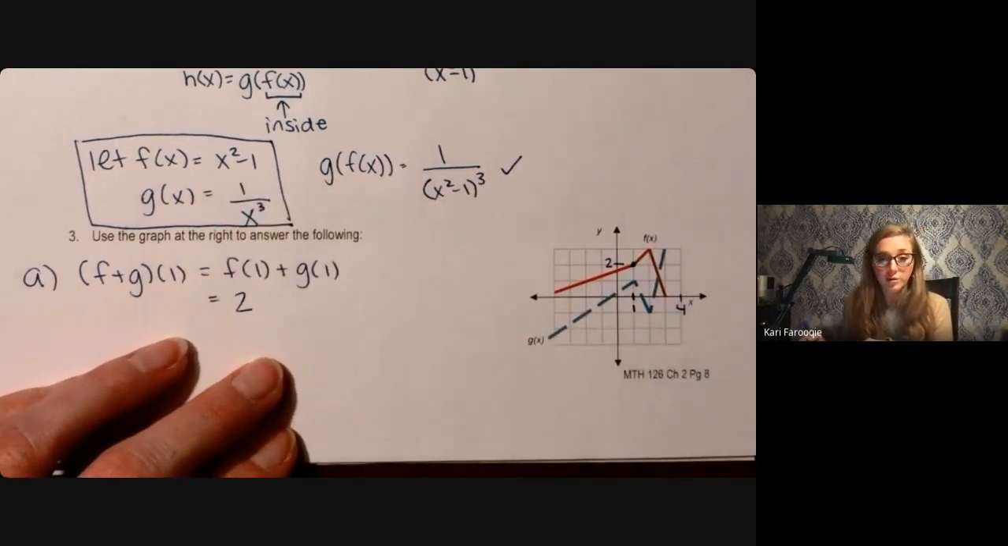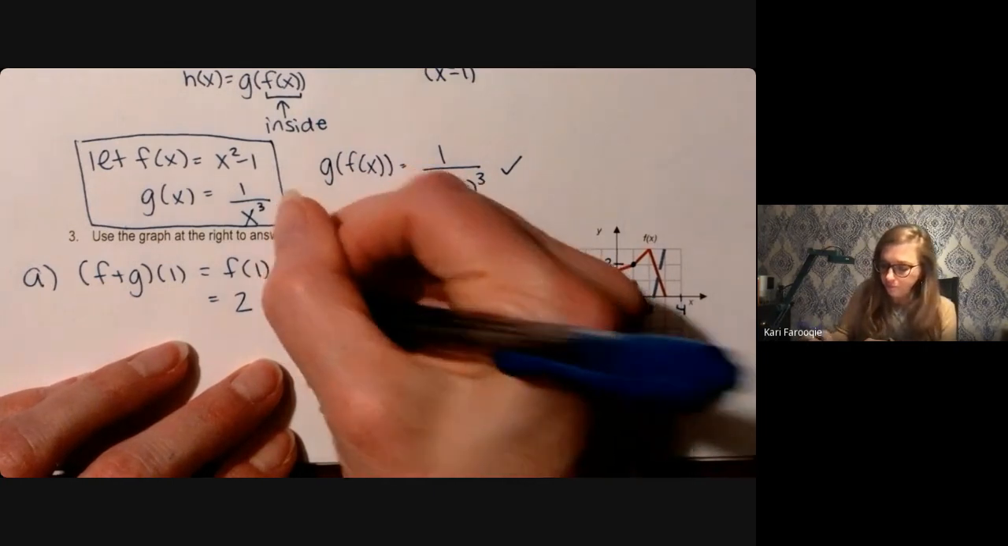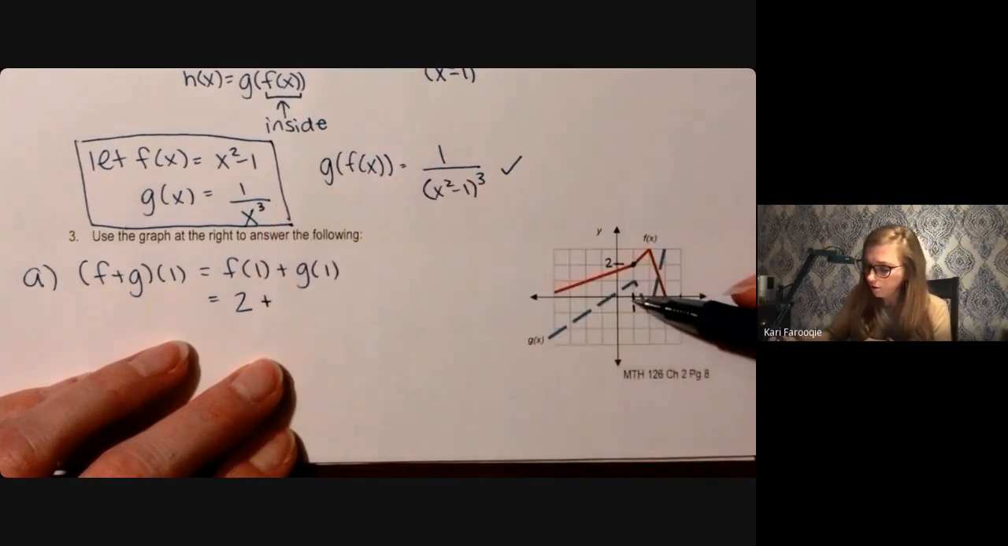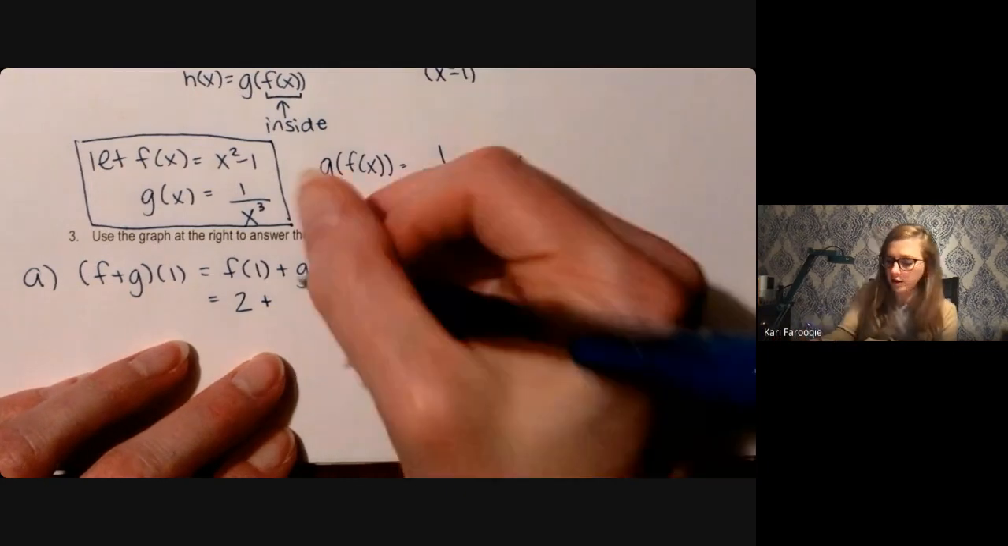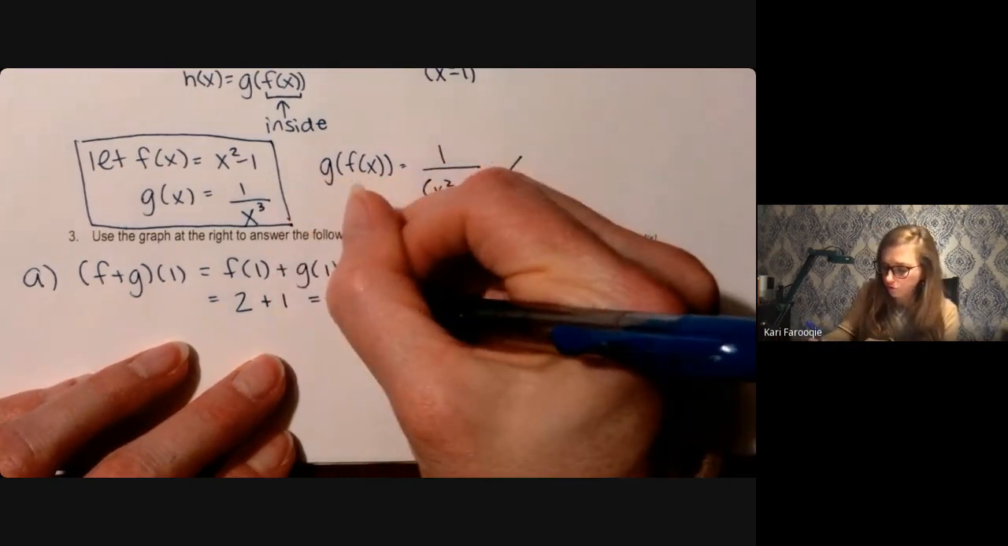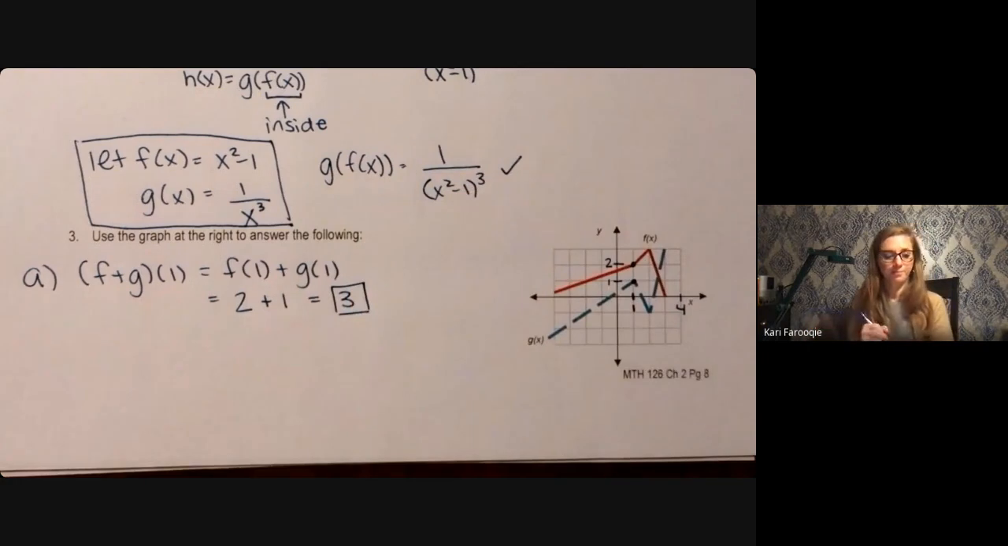Now I'm going to do the same thing for g. So when x is 1, g of x is also 1. The graph is hitting at this point, which corresponds to 1 on the y-axis. 2 plus 1 is 3. That's it.